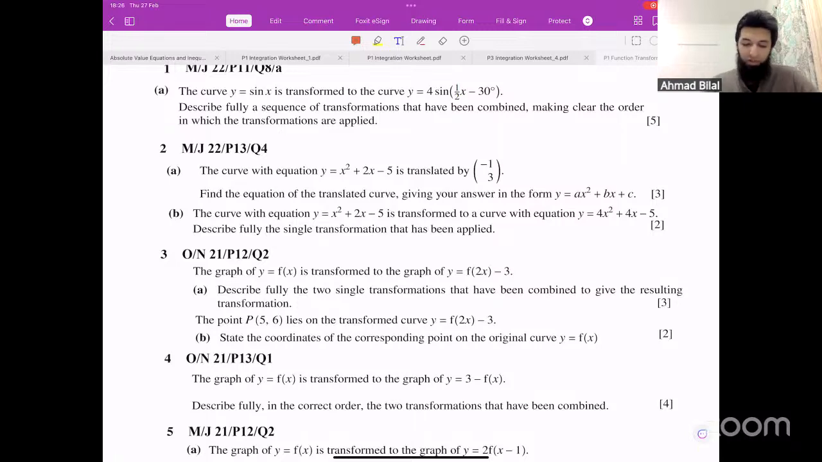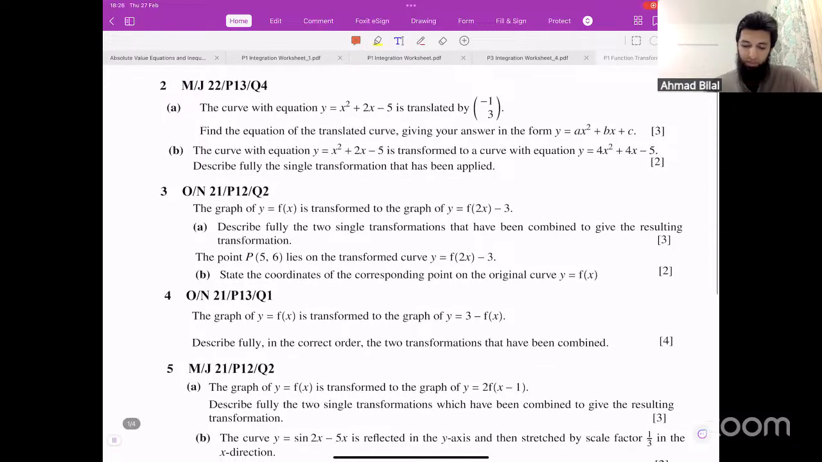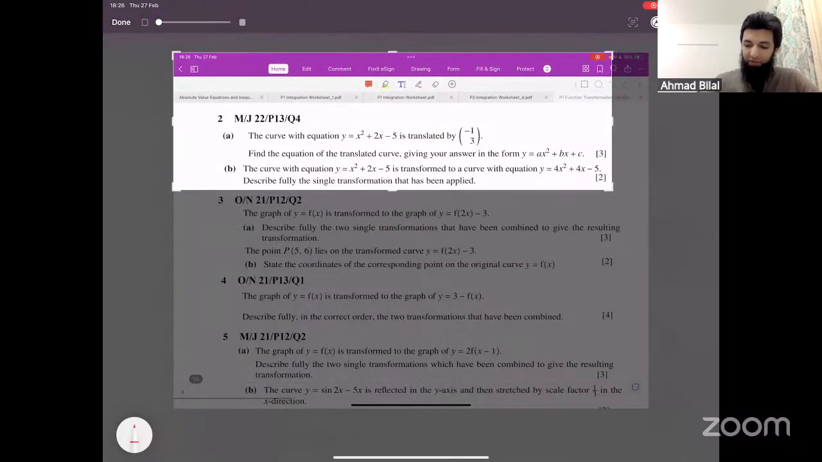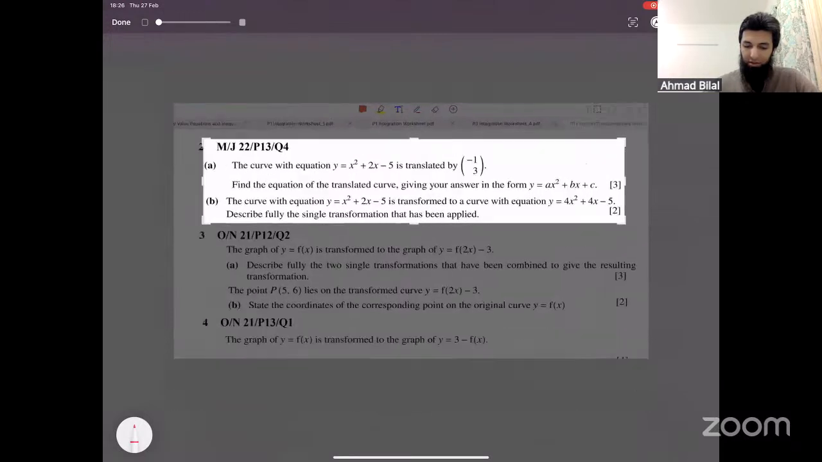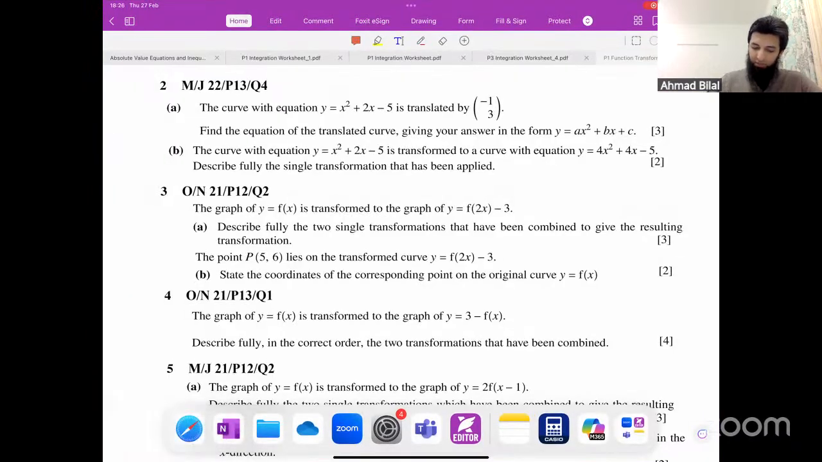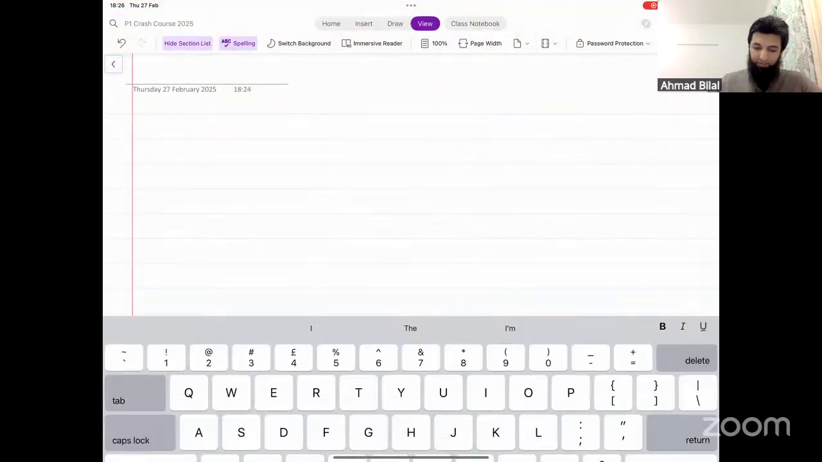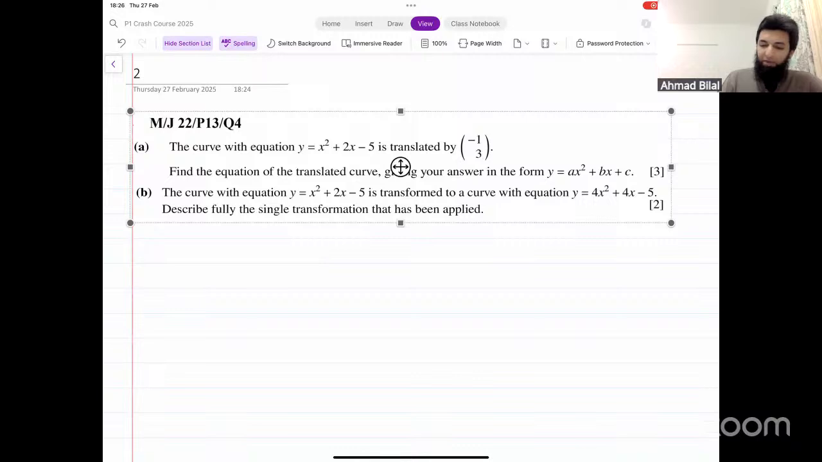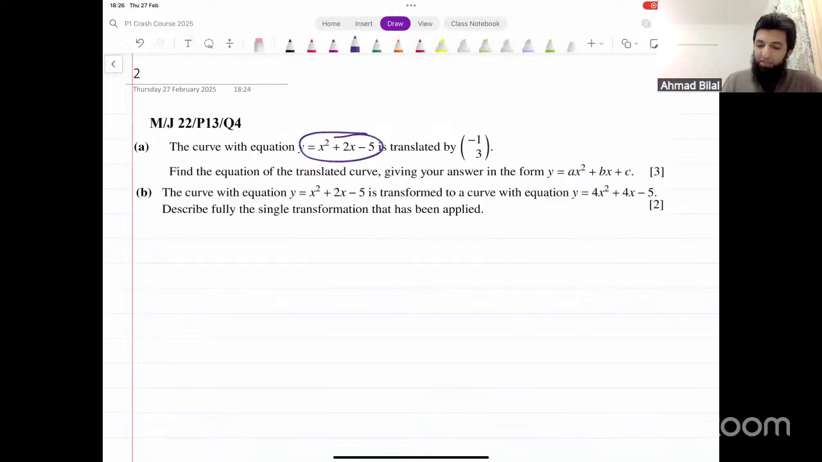Let's start with some non-trigonometry ones first. This is question number 2 from the worksheet. I want to do a couple on quadratic functions in particular first, because they are tested a lot. This is from May/June 2022, C13, question number 4, and that's question 2 from the worksheet. Let me paste that here. Okay, we have a curve that has this equation. It's translated by (-1, 3). Find the equation of the translated curve giving an answer in this form.